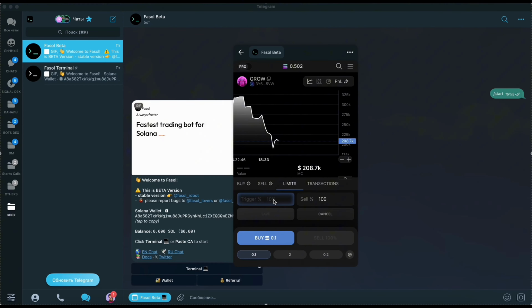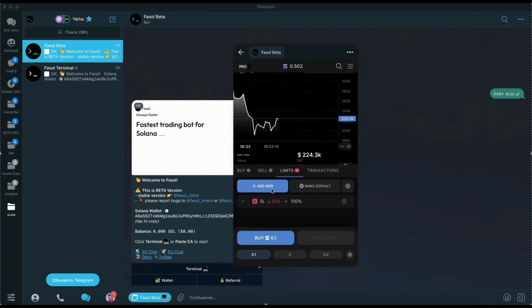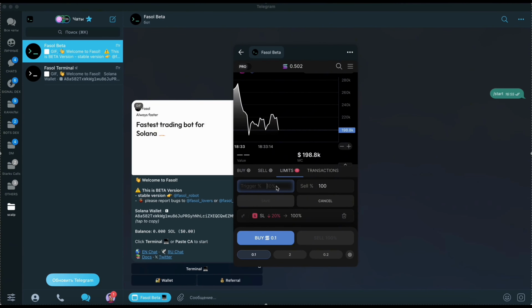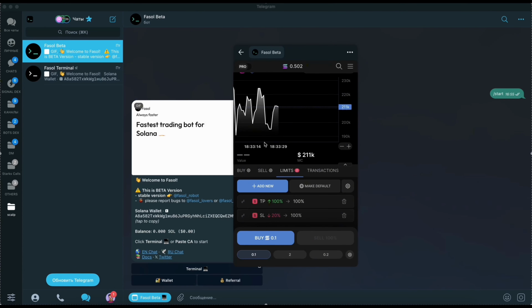To add a limit order, specify if it is, conditionally, a stop loss. We specify a minus, a certain percentage that suits us. Here we specify the number of tokens that we want to sell and click Save. If we want to set a take profit, then we do the same thing but without a minus sign. And we can also specify the number of tokens, and you can set several takes.